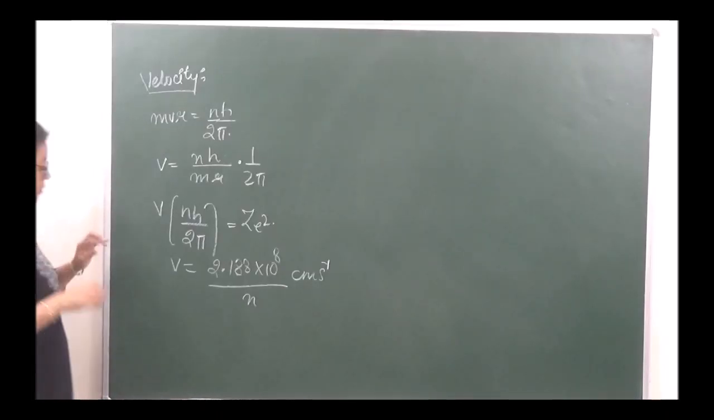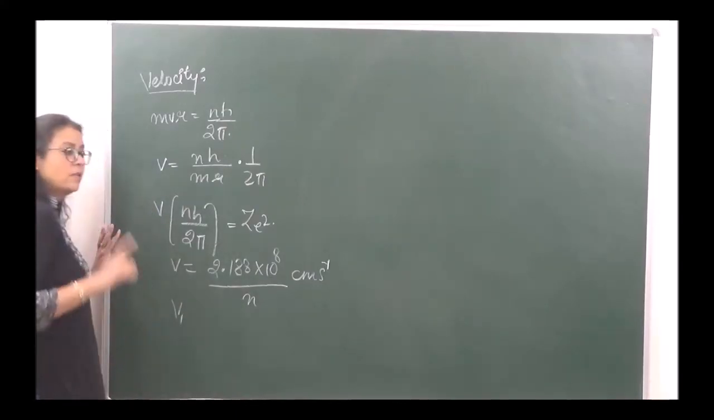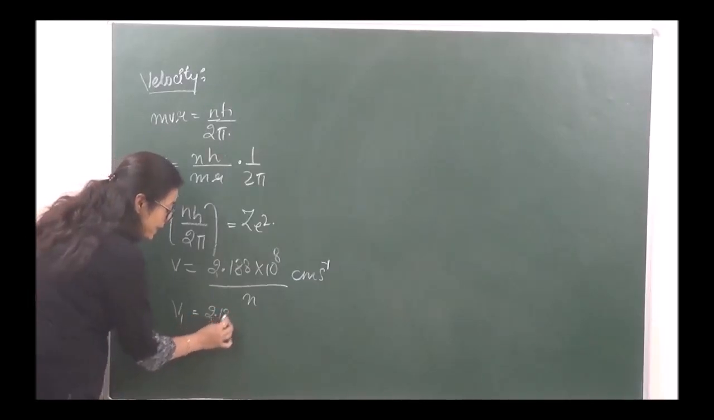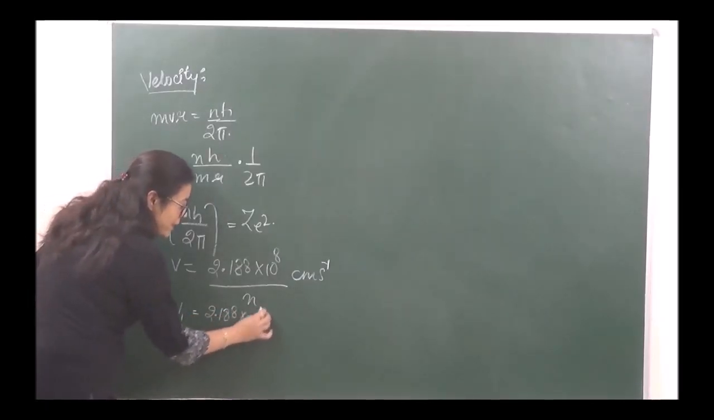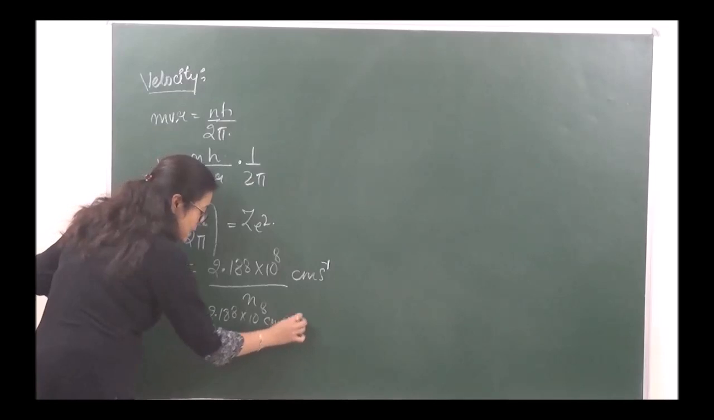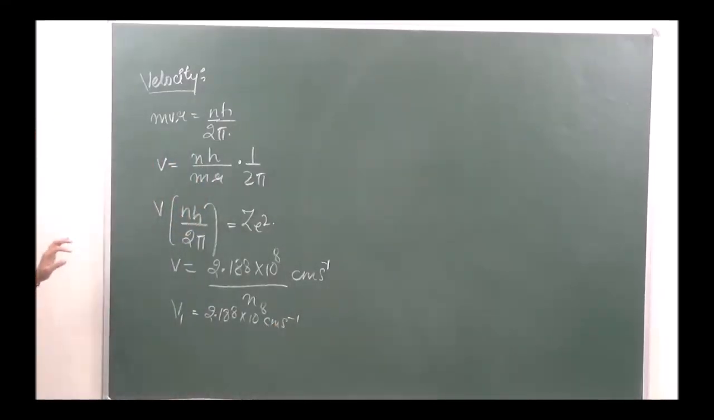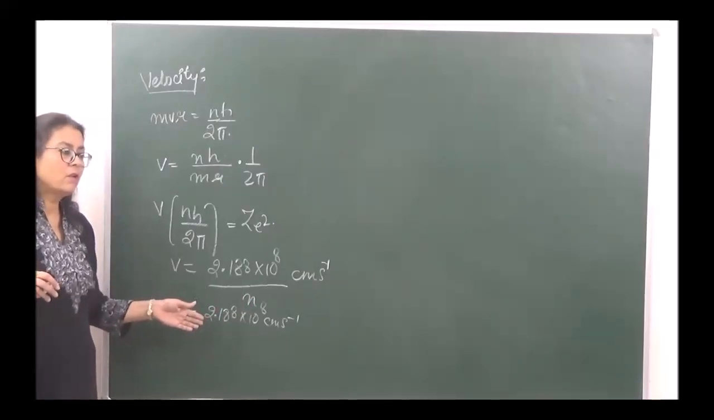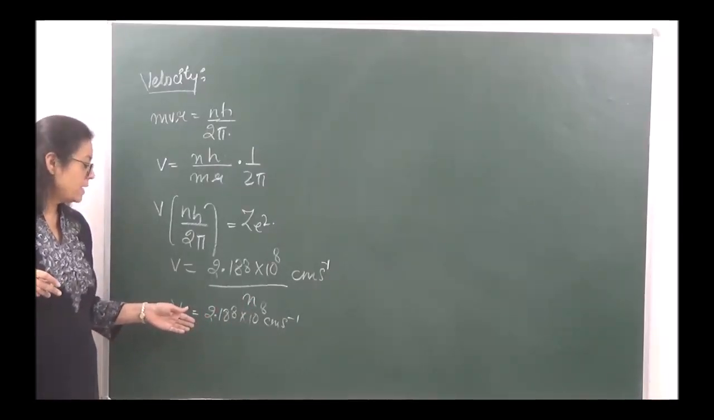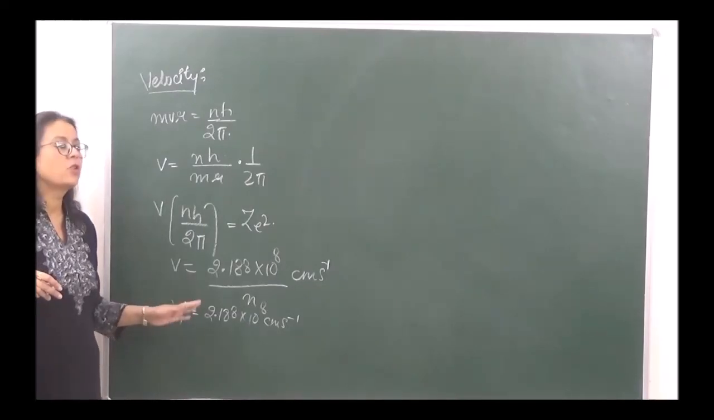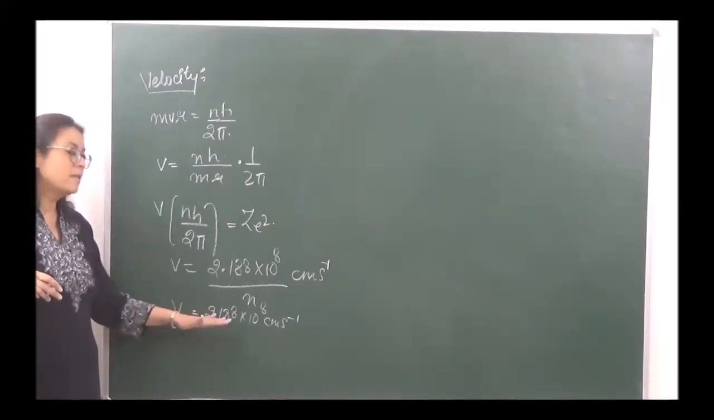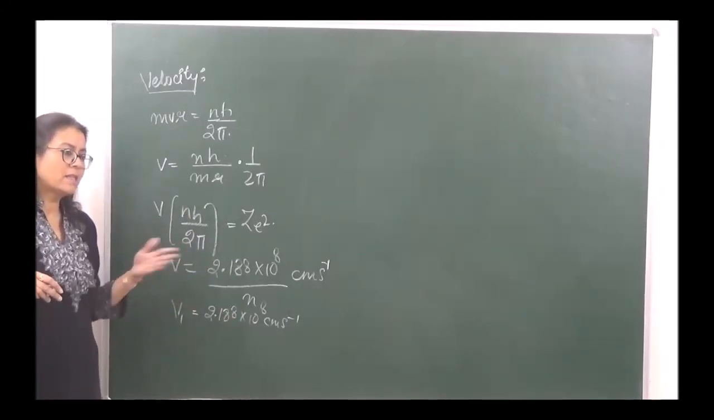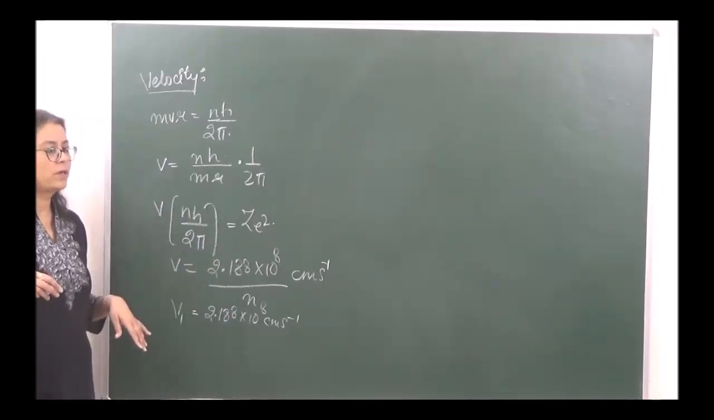So if you are taking the velocity of electron in the first shell, v1, that will be equal to what? 2.188 into 10 raised to power 8 centimeters per second. So it is almost traveling with the velocity of light. The velocity of light is 3 into 10 raised to power 8 meters, sorry, that is meters per second. This is centimeters per second. So is it slower or faster than light? It is slower than light.